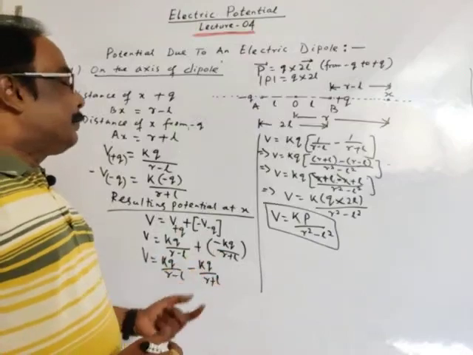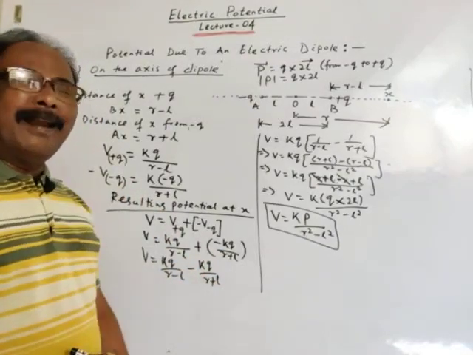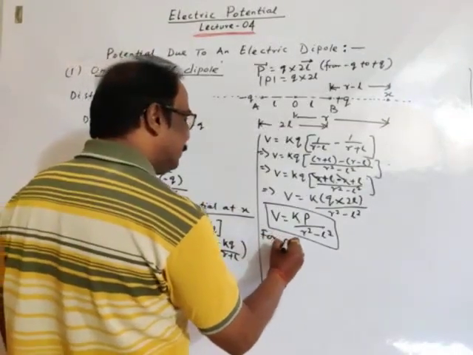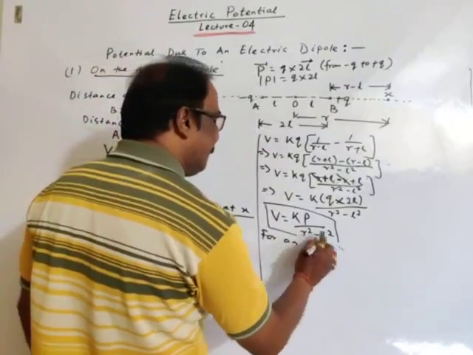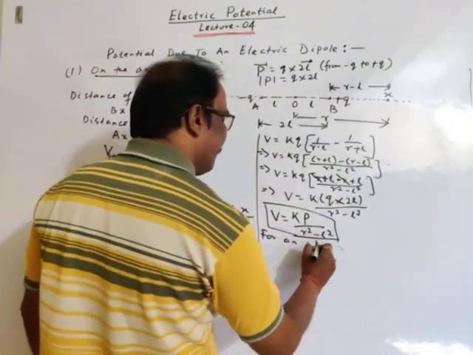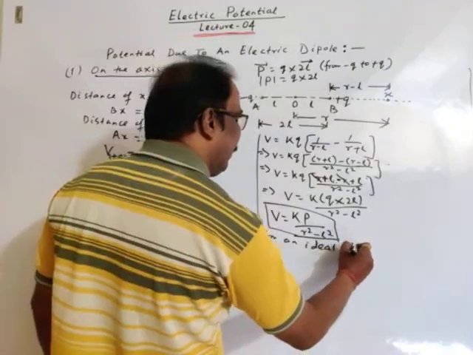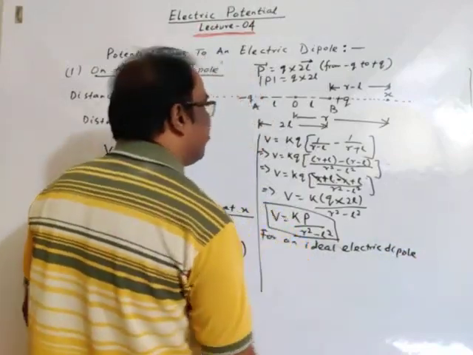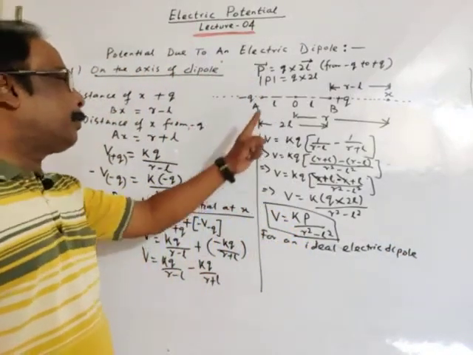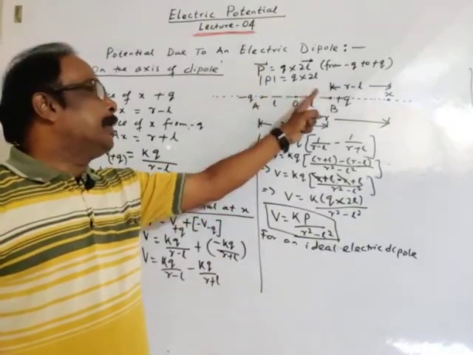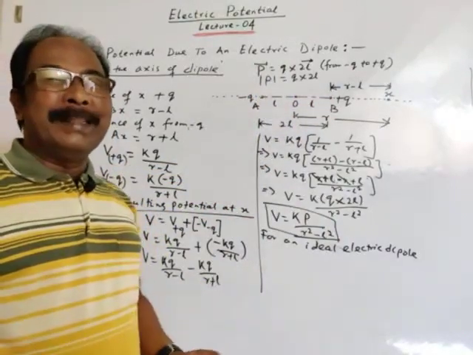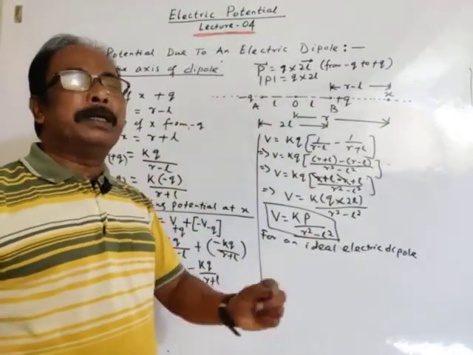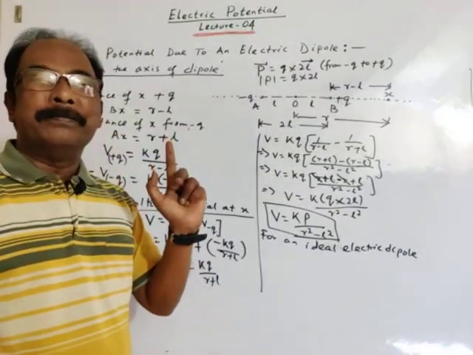Okay. So if we consider an ideal electric dipole, for an ideal electric dipole, the dipole contains two charges, minus q and plus q. The separation between these charges should be very, very small.